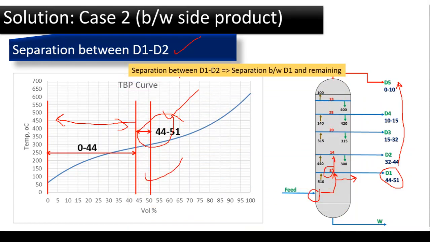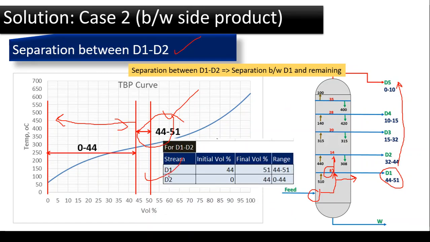So that is important. The separation between D1 and D2 really means separation between D1 and the remaining values, meaning D1 is 44 to 51 and the remaining is 0 to 44. That is the important thing that you have to know. So in this case, D1 is 44 to 55 initial and final value, and D2 is not the actual D2 value, this is just an imaginary D2 value, meaning the rest value can be taken as 0 to 44.